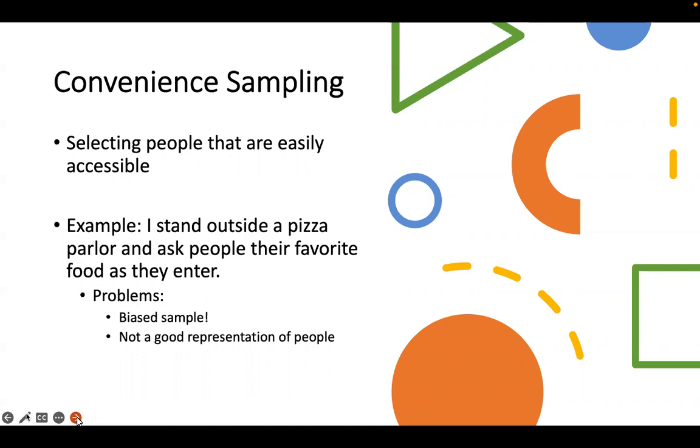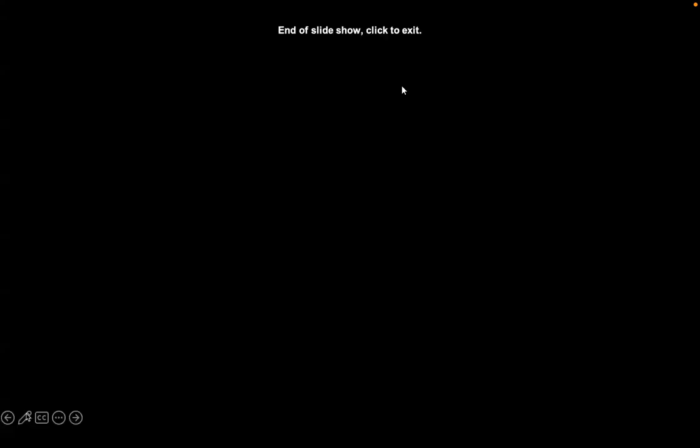If you're at a pizza parlor and you're asking people their favorite food, what do you think they're probably going to say, right? A good portion of them will probably say pizza because that's what they're about to eat. So you're definitely getting a biased sample, not a good representation. Try to avoid convenience sampling at all costs. So that's a good representation of the 5 most common sampling methods. Hope that helps you figure out what you need.